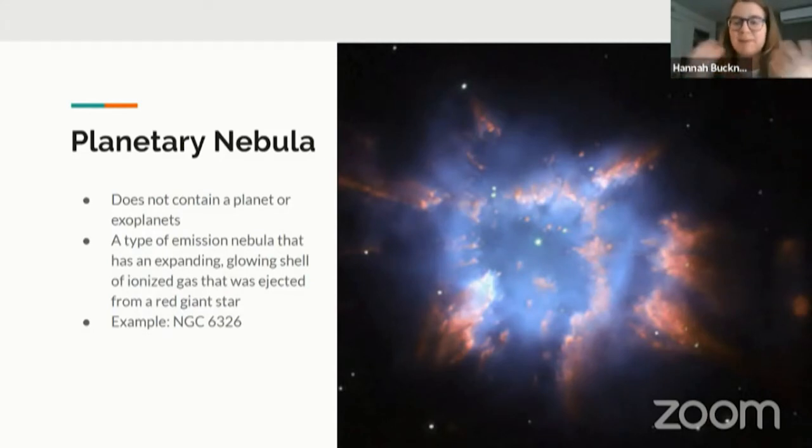And the gas is expanding, it's glowing. The gas is ionized, meaning that electrons have been taken away. This is also called electron degeneracy, for those of you who are chemically inclined. So these stars have come from red giants who have imploded and have reached the end of that life phase. And the example you're seeing here is actually NGC 6326. It's very beautiful. These nebulas are a beautiful way of showing stellar death.